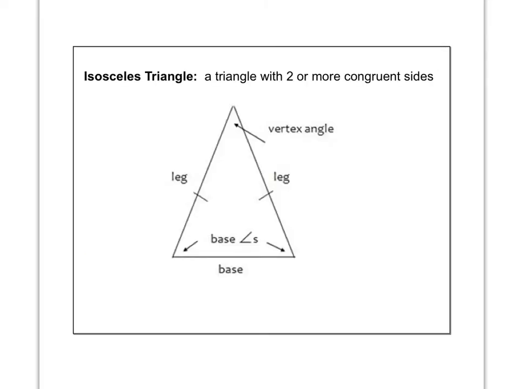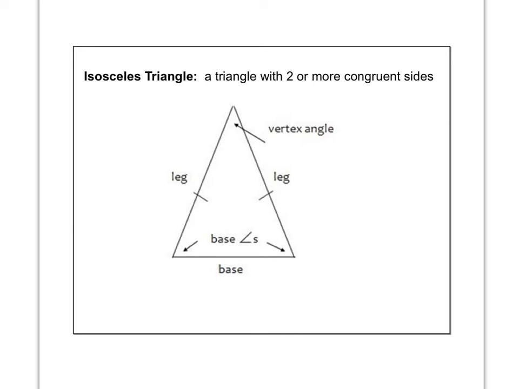Here's some vocabulary about isosceles triangles. Remember, isosceles triangles have two congruent sides. Technically, the definition says that it is a triangle with two or more congruent sides. However, if I see a triangle with more than two congruent sides, that means it has three congruent sides, and I call that equilateral. So for our class purposes, an isosceles triangle will have two congruent sides.